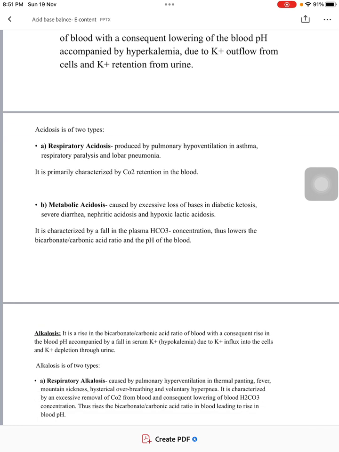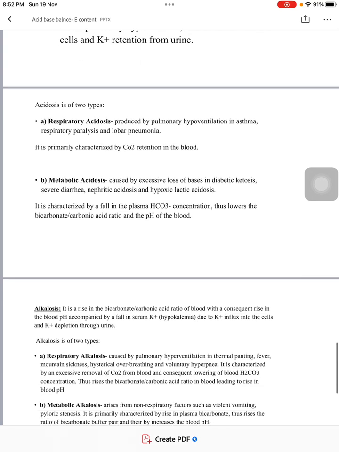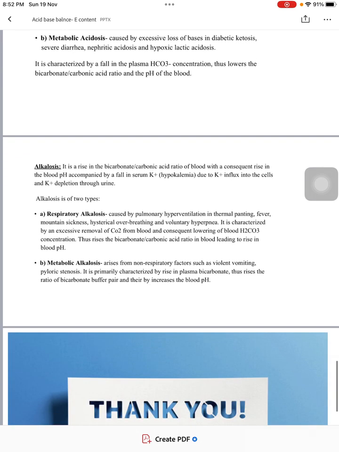Metabolic acidosis is caused by excessive loss of bases in diabetic ketoacidosis, severe diarrhea, nephrotic acidosis, and hypoxic lactic acidosis. It is characterized by a fall in the plasma bicarbonate concentration, thus lowering the bicarbonate to carbonic acid ratio and the pH of the blood.